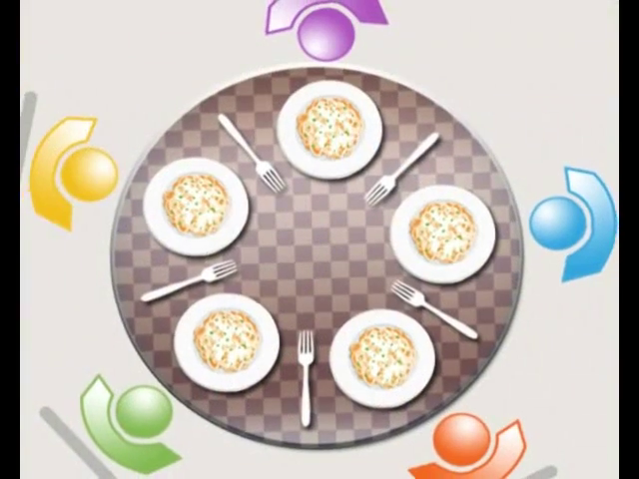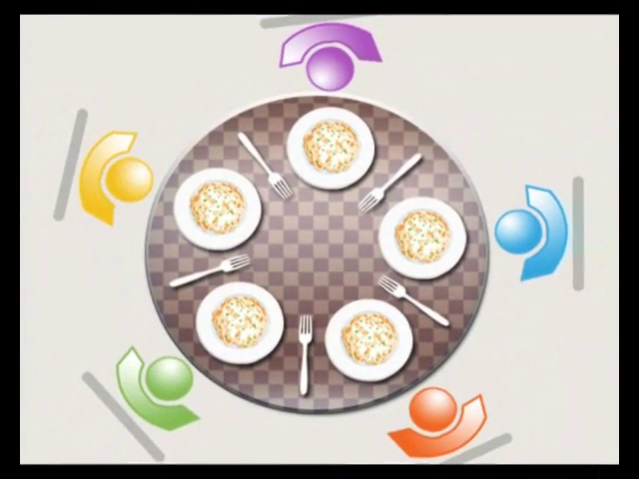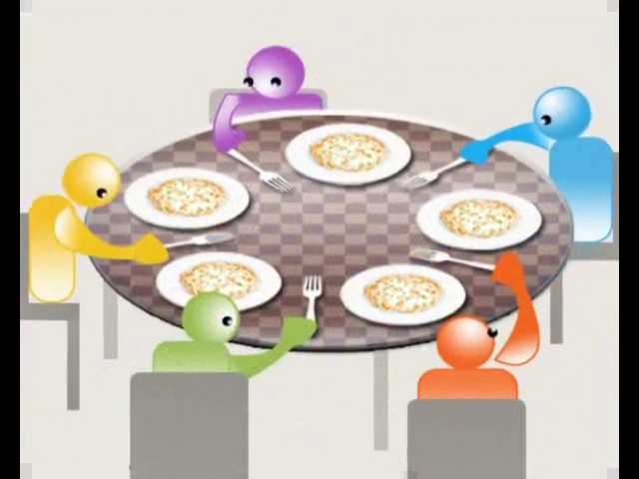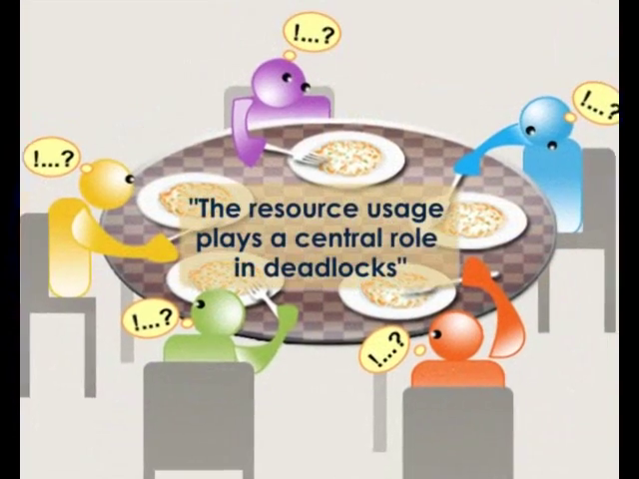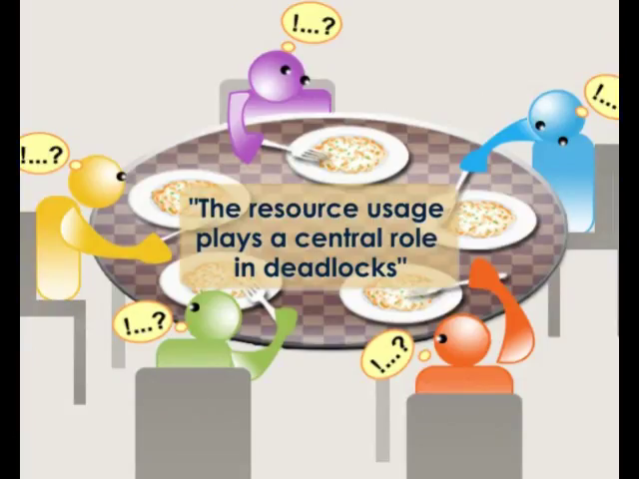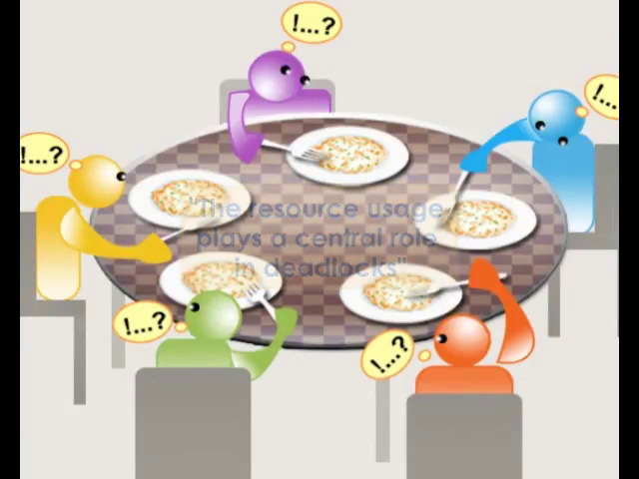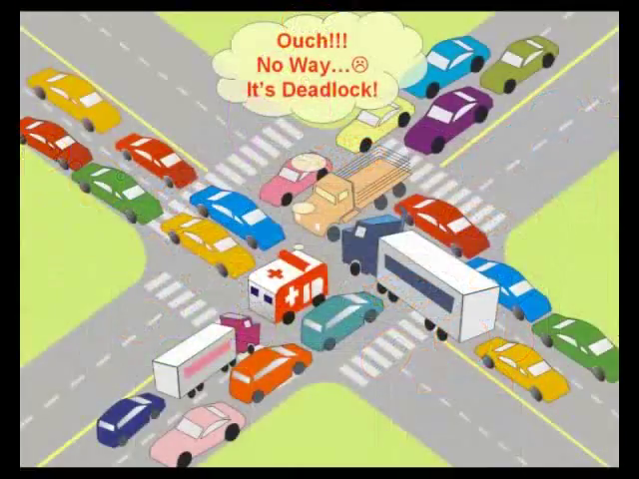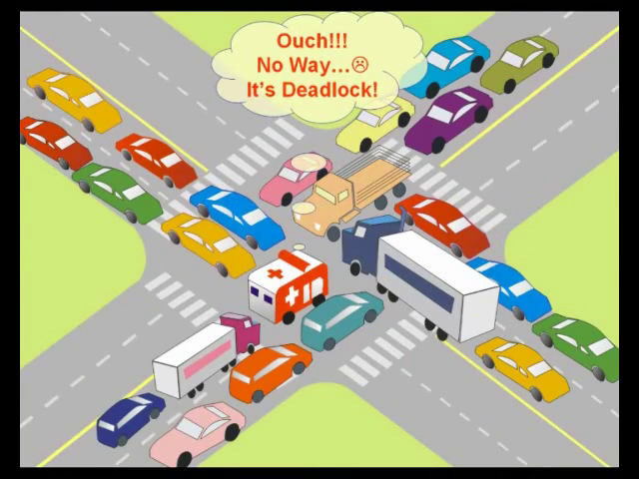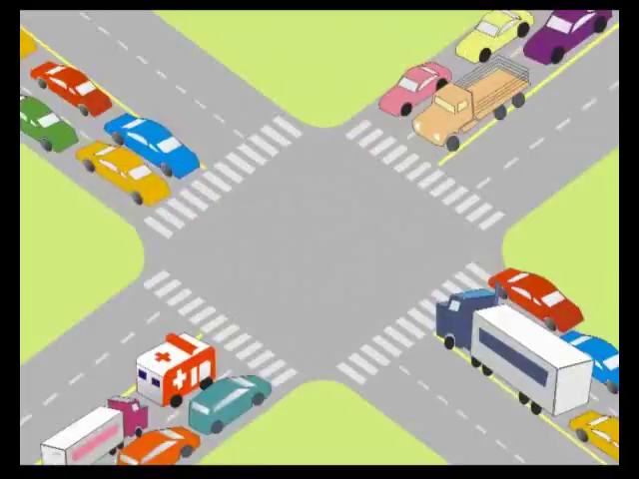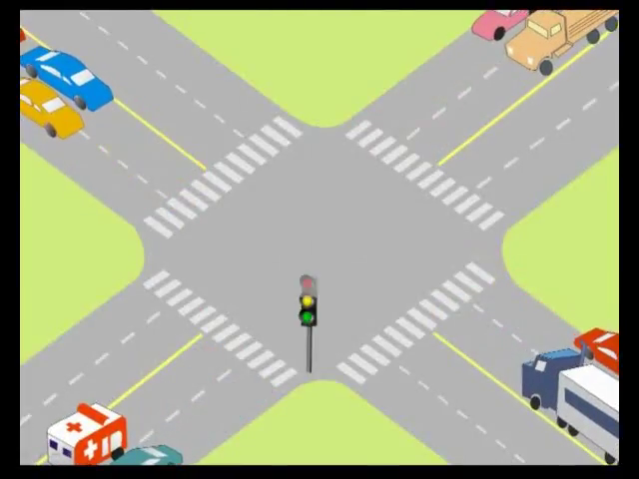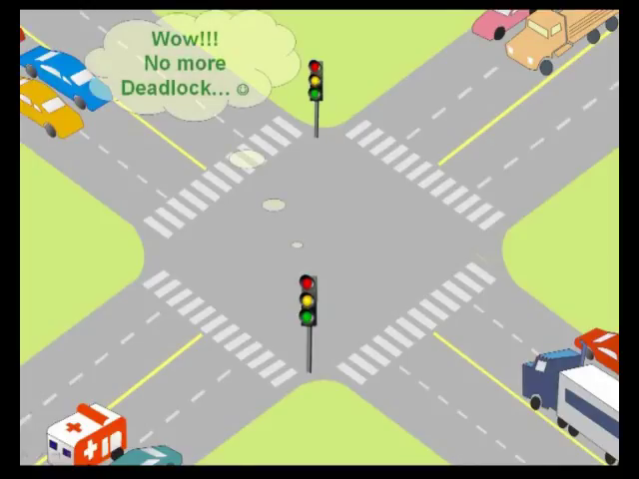From this discussion, we have identified a situation called deadlocks and the various conditions leading to deadlocks. Resource usage plays a central role in deadlocks. Deadlocks are inevitable, so the operating system must be able to prevent the computer system from them. And even if one occurs, the operating system must be able to detect and recover from it.